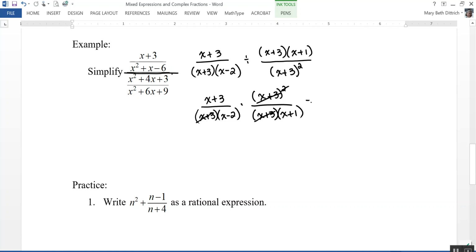Well, I guess it wasn't quite as much as I had thought, but we're left with an x plus 3 over x minus 2 times x plus 1. You can multiply out the denominator if you like, or you can leave it that way.